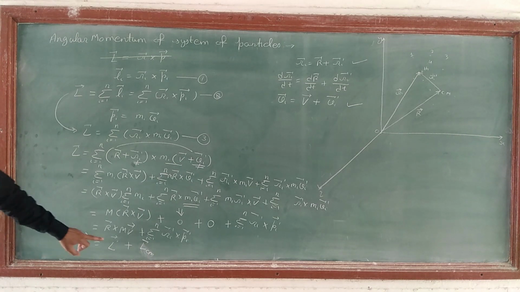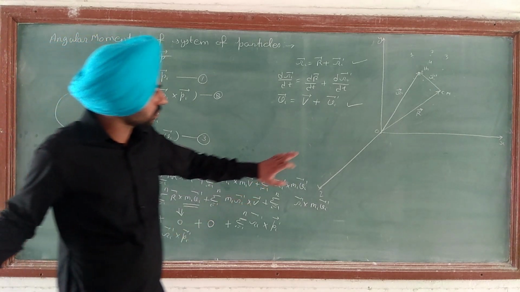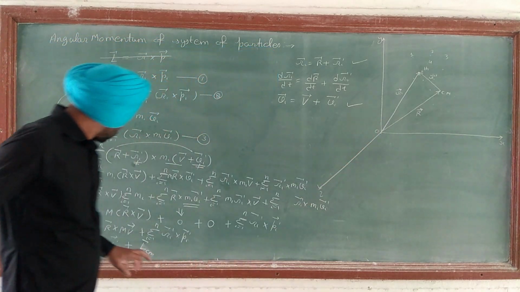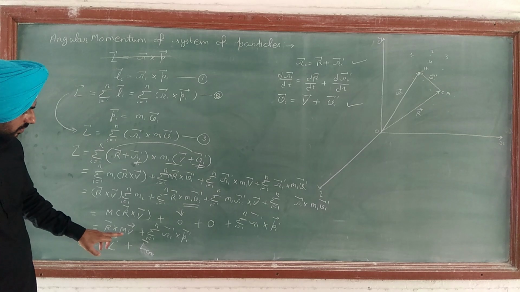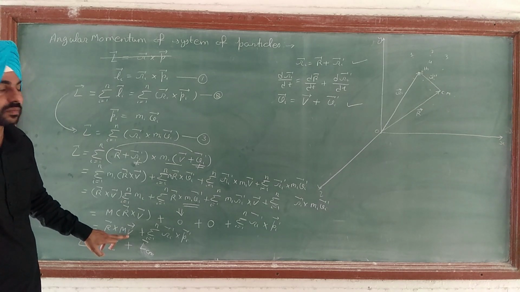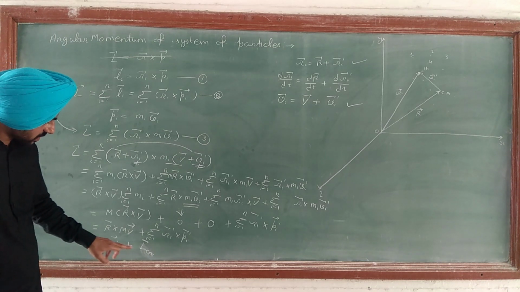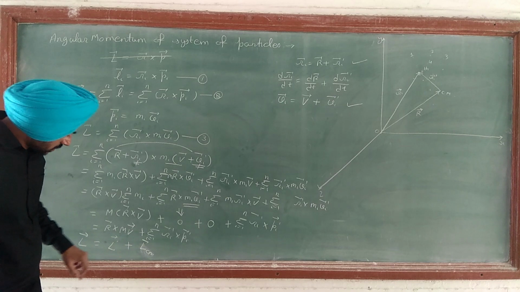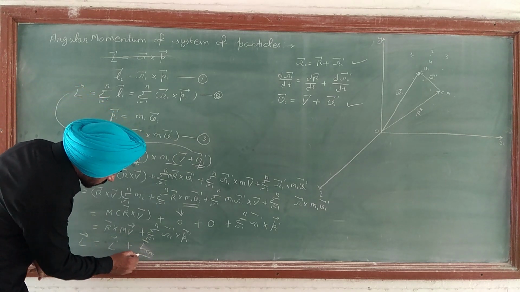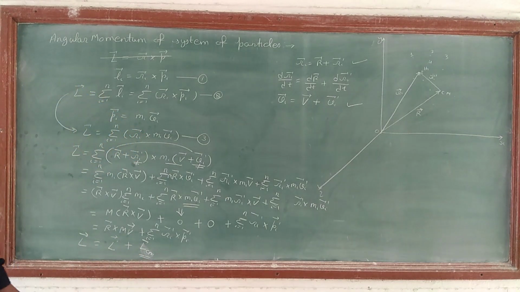Here L prime is the angular momentum of the center of mass with respect to origin O, because it is the cross product of R into the total mass of the system multiplied by the velocity of the center of mass. M is the total mass of the system, plus this LCM is the angular momentum of the system relative to the center of mass.